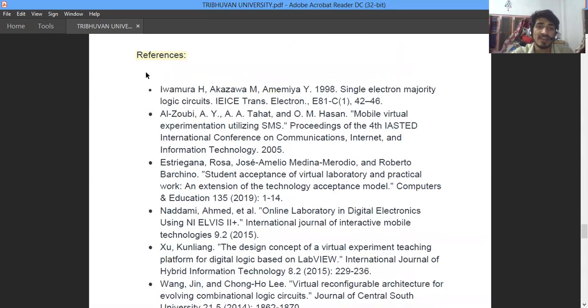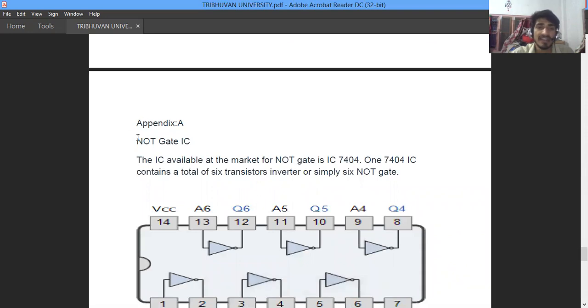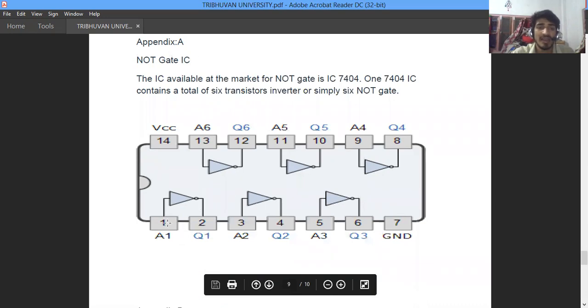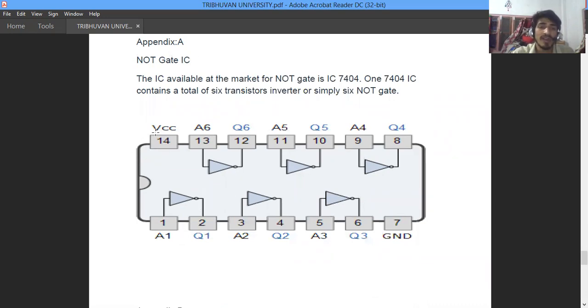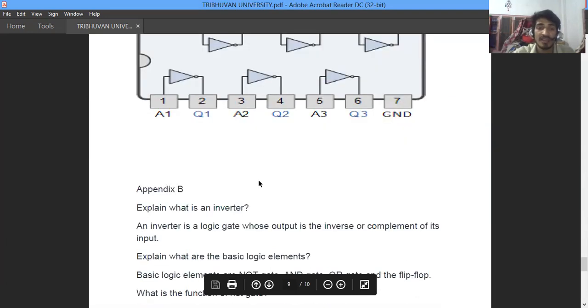These are the references which were used in the theory section, and we are now going to the appendix of this circuit. This is the basic NOT gate IC. In this, pin 14 is always VCC and pin 7 is always grounded. From pins 1 and 2, we insert the NOT gate and take the output from here. This is denoted by Q1. Similarly, pins 3 and 4 give Q2, pins 5 and 6 give Q3, and so on.